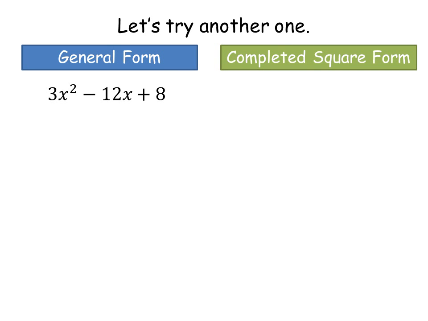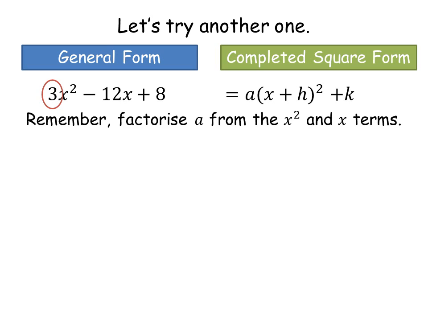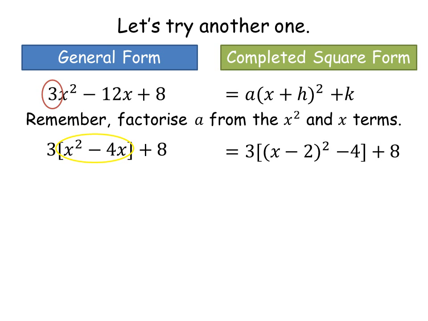What about 3x squared minus 12x plus 8, where a is equal to 3? And I've got to get it in that completed square form. Well, factorize a from the x squared and x terms. So 3 open square bracket x squared minus 4x closed square bracket plus 8. I know what to do with my x squared minus 4x. Keep the 3 and the brackets. X squared minus 4x is (x minus 2) all squared minus 4. Remember the plus 8 to balance the equation.